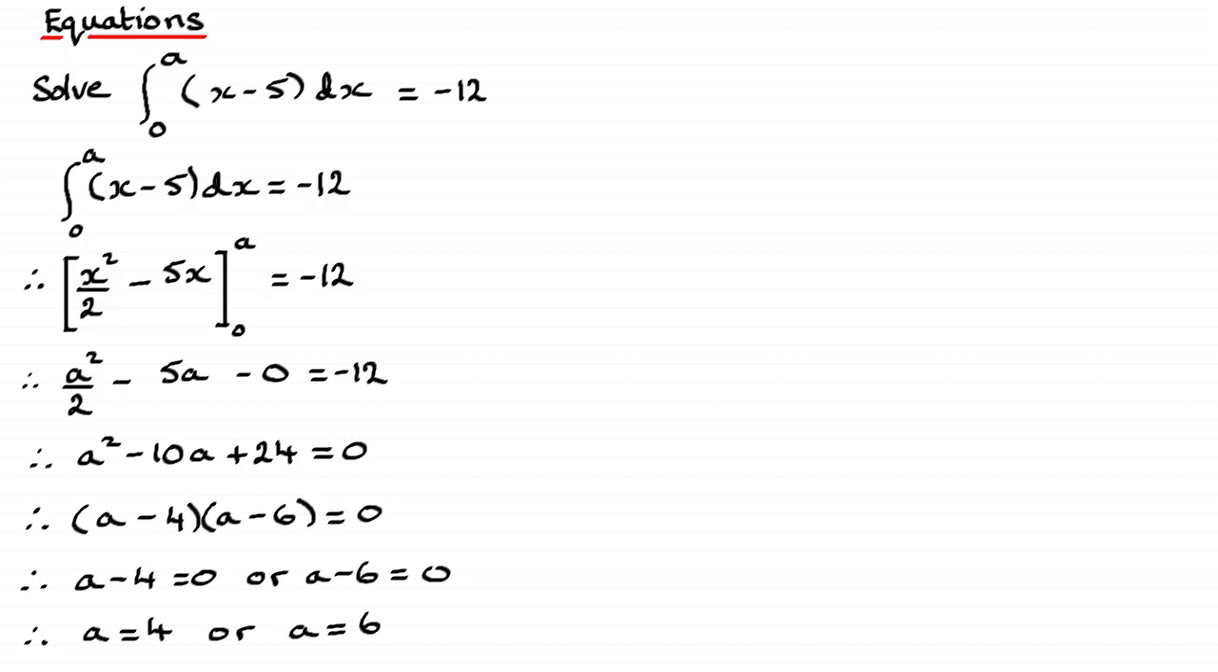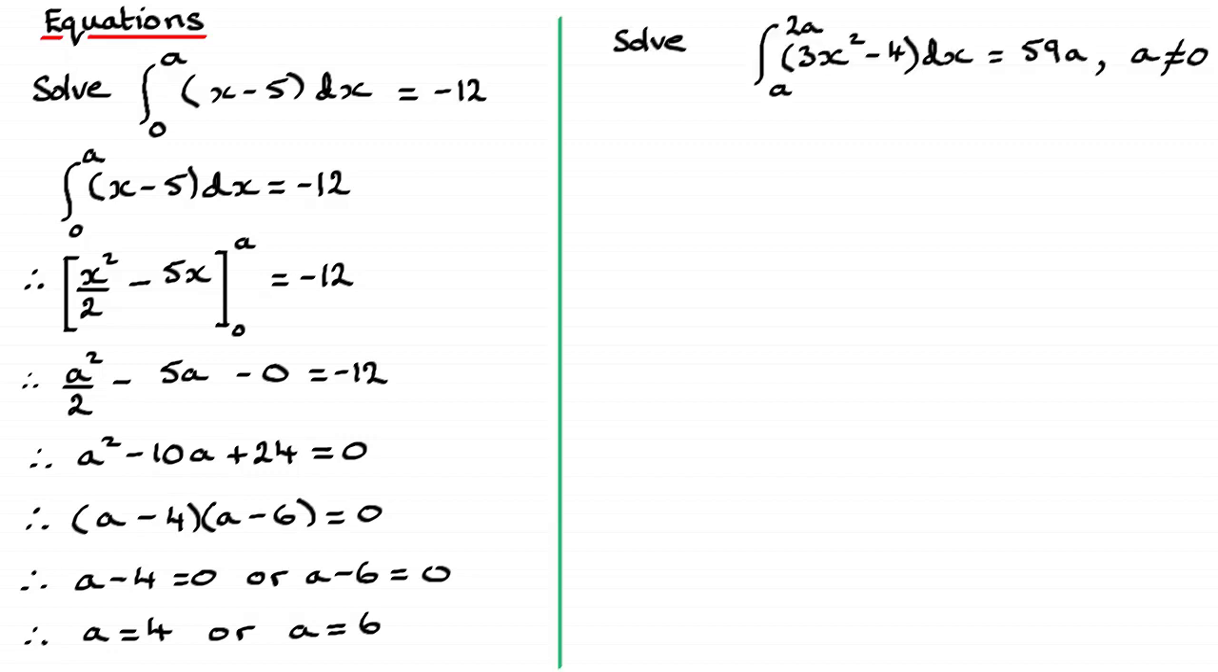Now I've got an example for you to try. It's this one here. Got to solve this equation for a. I've made it a little different. Okay, you'll see that in the limits here I've got a and 2a. We're integrating 3x squared minus 4 with respect to x, and it equals 59a. So I've got quite a few a's distributed over here. And a, by the way, doesn't equal 0. So have a go at this. Give you a few moments then to pause the video. When you come back, we'll run through it.